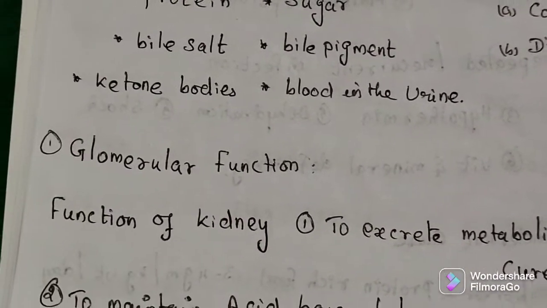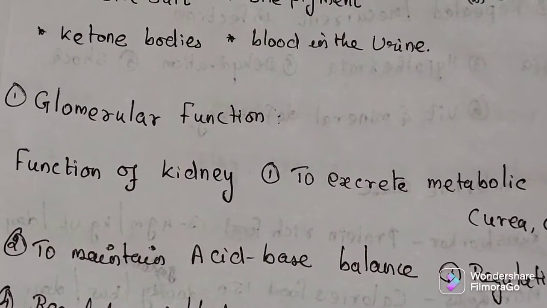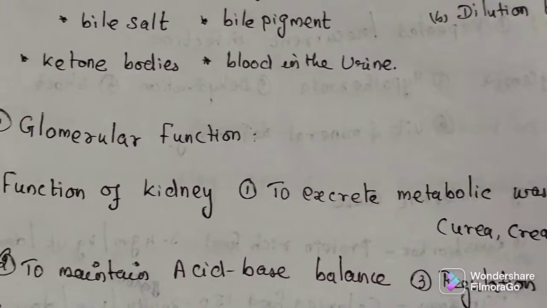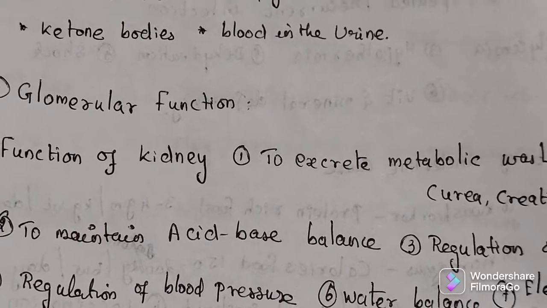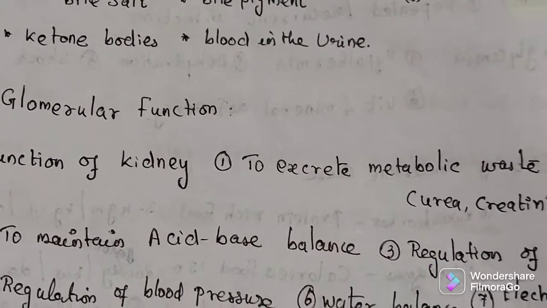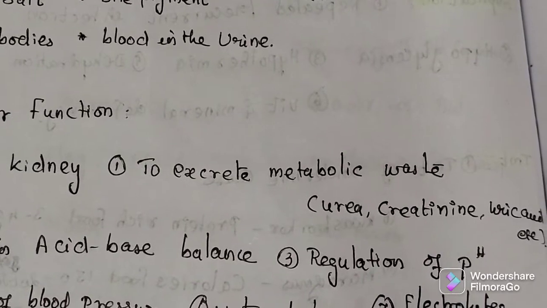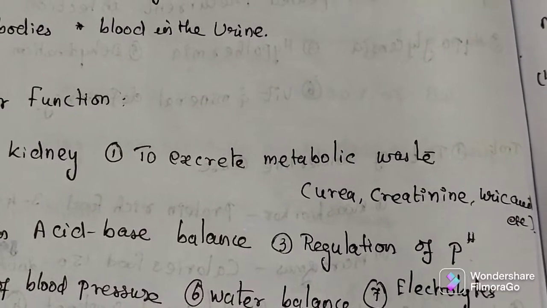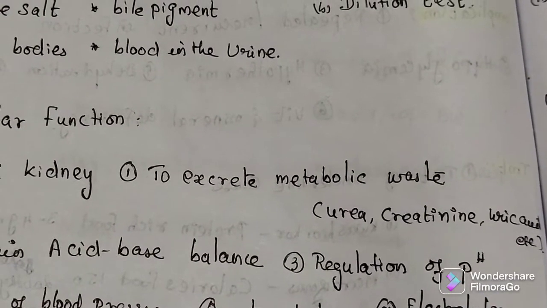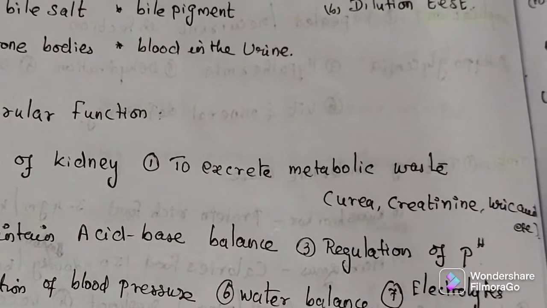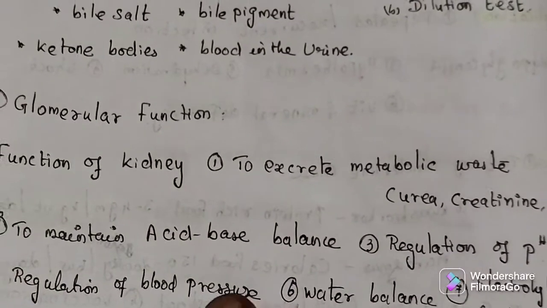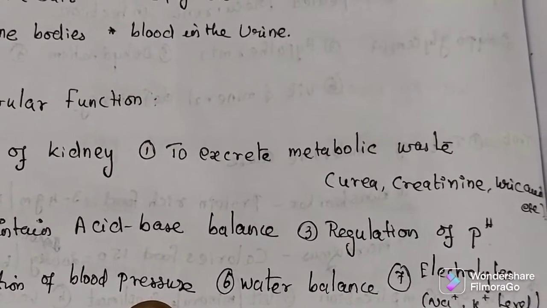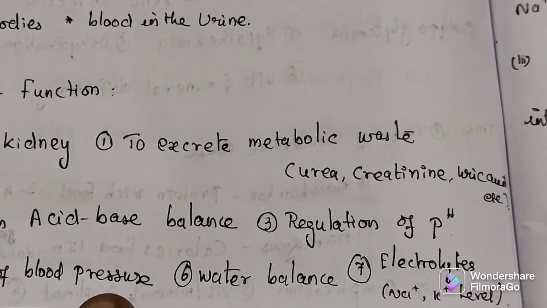Then it is responsible for maintenance of acid-base balance and is important in regulation of pH, regulation of blood pressure, maintenance of water balance, then maintenance of electrolyte levels, that is sodium and potassium levels. These are the important functions of the kidney.